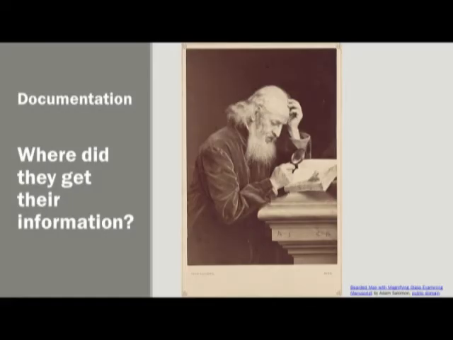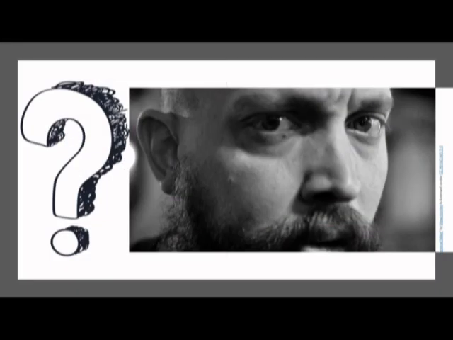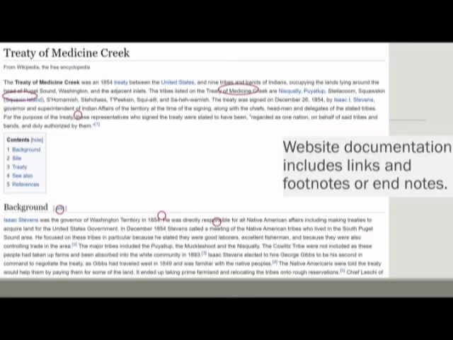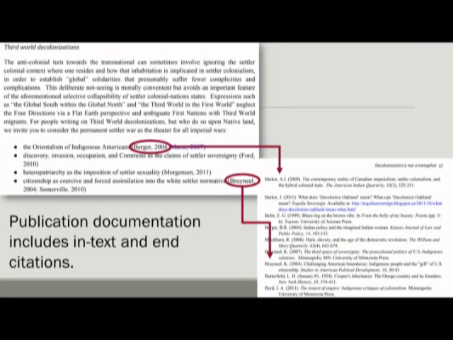Documentation. Documentation refers to information source creators acknowledging where they got their information. Generally, trustworthy sources will include documentation. If an information source does not document its sources, we should approach it with some skepticism. This isn't to say that all information sources without documentation should be rejected, but some can be problematic. Web pages tend to document their sources by including links or foot or endnotes, while in scholarly sources, documentation usually takes the form of in-text citations and reference pages or foot or endnotes.